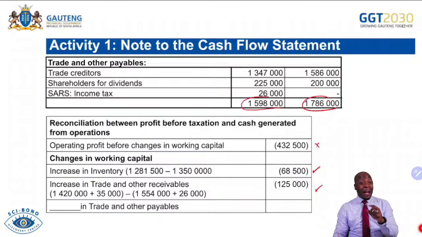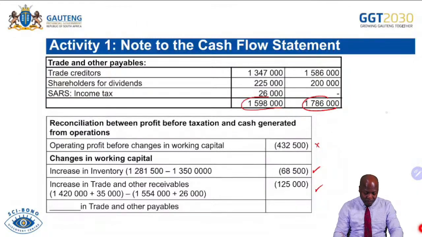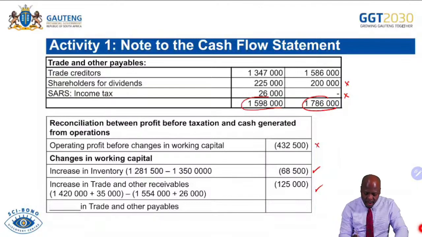The reason why I'm saying these figures are wrong, it is because they include your trade creditors, but as well as shareholders for dividends and income tax. Do we look at the increase or decrease in shareholders for dividends and SARS income tax? The answer is no. So that therefore means I do not need these figures. I do not need this figure. I don't need that figure.